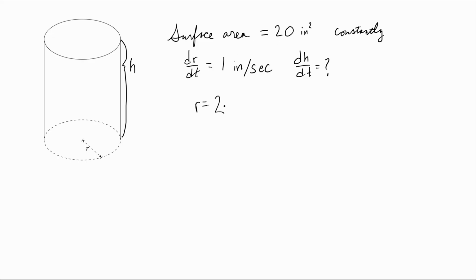think about if this actually makes sense, because that means the area of the base would be pi r squared. So 4 pi is like 12. Actually, that doesn't quite make sense, because if you think about it, that's like 12 and 12 on the top and bottom. That's already over 20. So r equaling 2 is not a good setup for this particular problem.